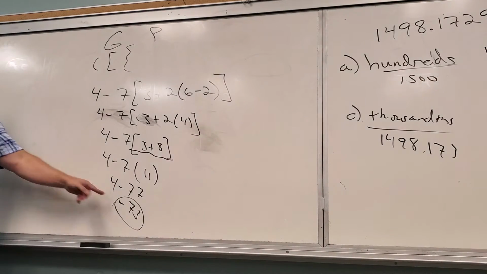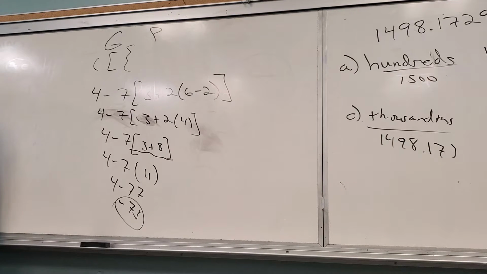If I have $4 and I owe you 77, I can give you all my money and I still owe you 73. That's another way to look at it.